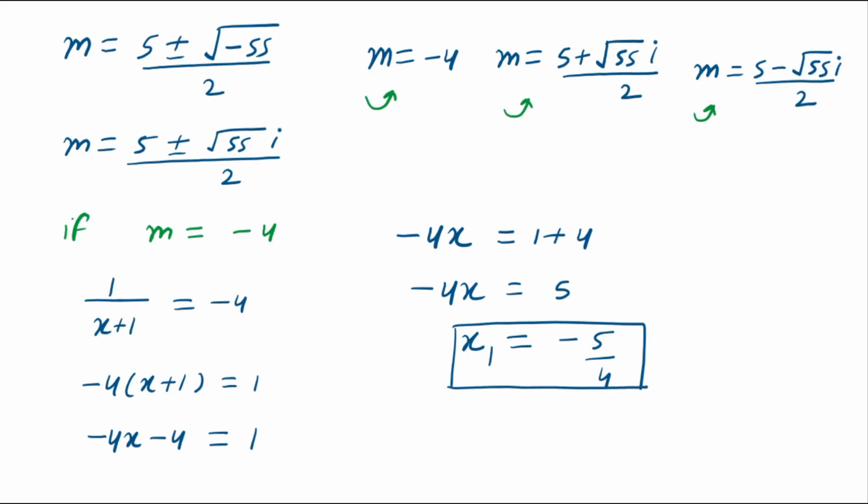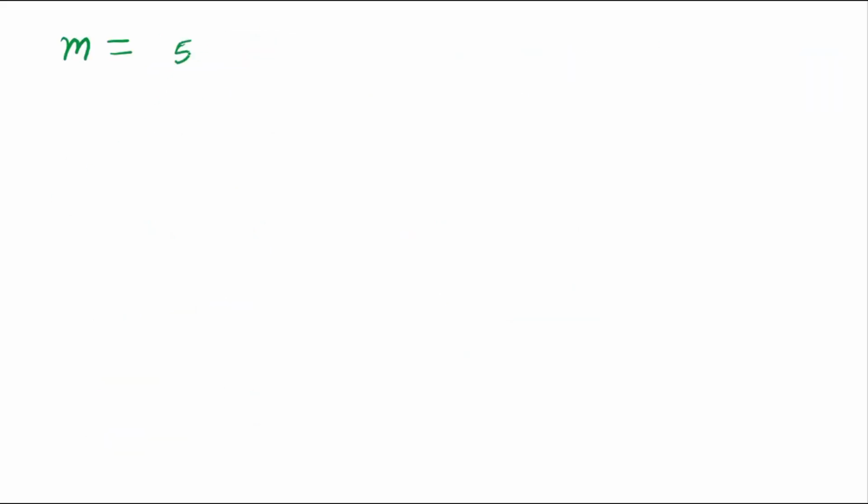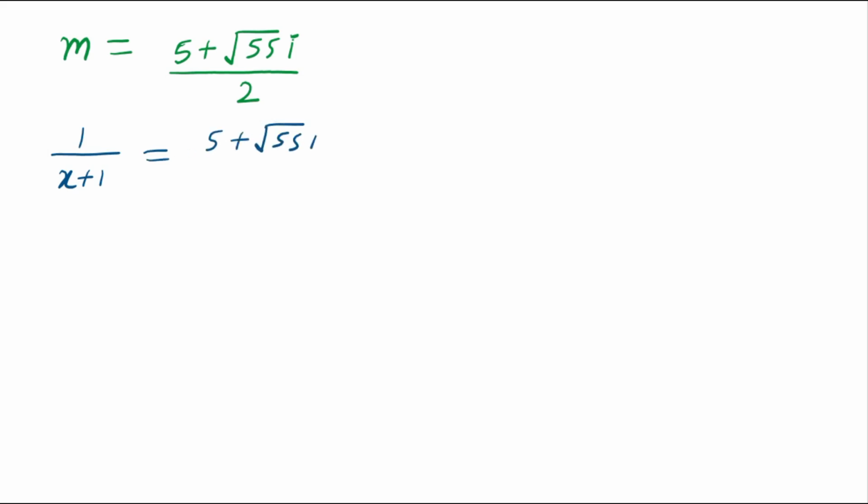If m is equal to 5 plus square root of 55 times iota divided by 2, and we know that the value of m is 1 over x plus 1, and this is equal to 5 plus square root of 55 times iota divided by 2. Now take the reciprocal of both sides, then x plus 1 is equal to 2 over 5 plus square root of 55 times iota.